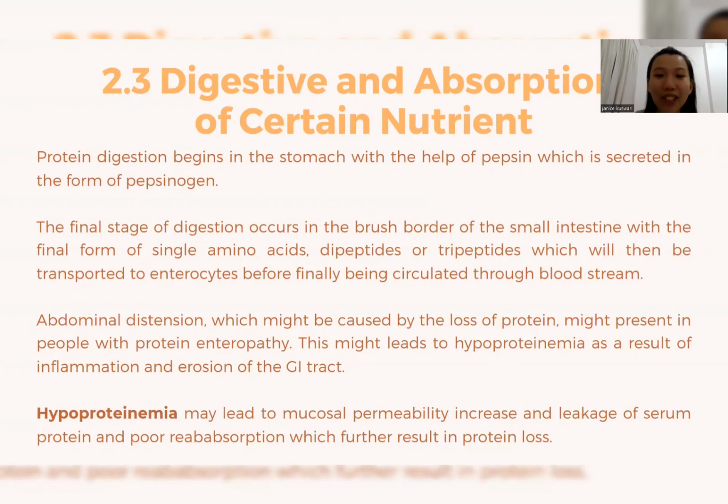Greetings everyone, I'm Jenny. So now I'm going to continue about the digestion and absorption of certain nutrients, which is protein in this case. So here we are discussing protein enteropathy.